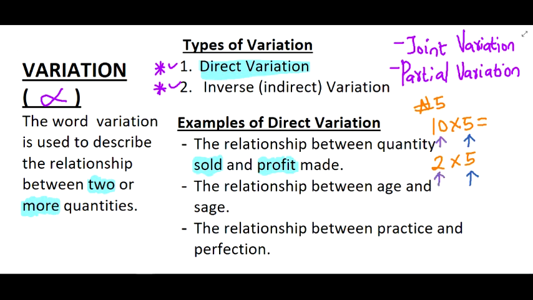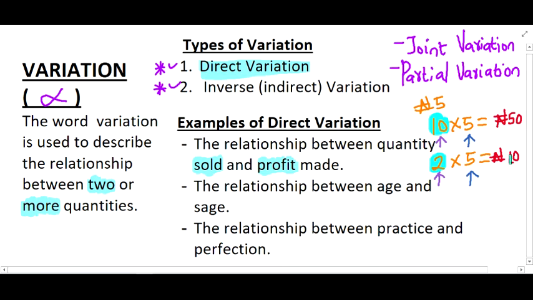Let's also relate this to the profit made. 10 times 5 is 50, right? So I make 50 naira when I sold 10, and here I made 2 times 5 is 10, only 10 naira. So you see that when I sold more, I made more money. And when I sold few or little, I made little money. This is 10 naira, not this 10. So it means that there is a relationship between the quantity sold and the profit made.